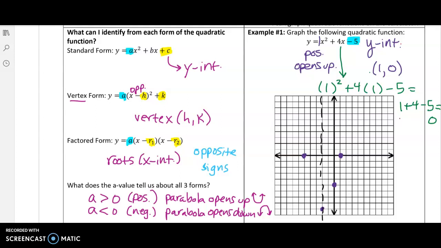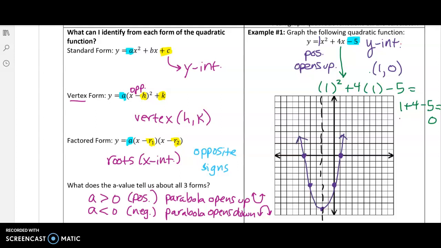And since this point is 2 units away, then I need to draw one that is 2 units away on the other side. And so I have a point here at negative 4, 5. And now I can actually draw my parabola. There it is. Beautiful. Technology is wonderful.